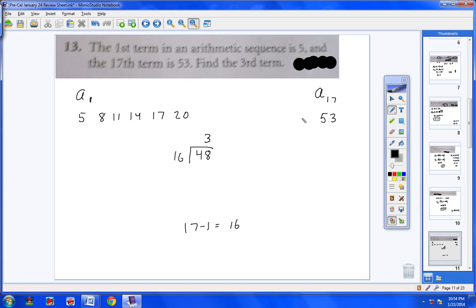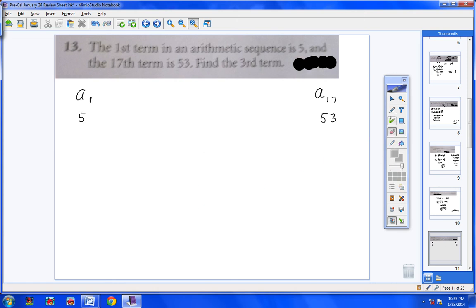So once again, what I did is I found the total difference all the way across from term 1 to term 17 is 48, and then I realized, hold it, I've got a gap from 1 to 17, I've got a gap of 16, so I'm going to take that total difference, 48, divided by 16, and now I see that each little gap is 3. So my common difference here would be 3. So now I know a little more information that will help me solve this problem.